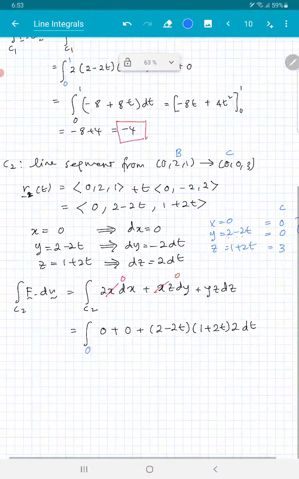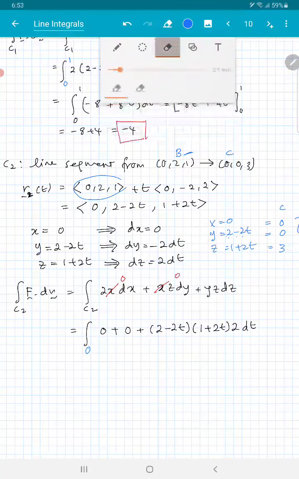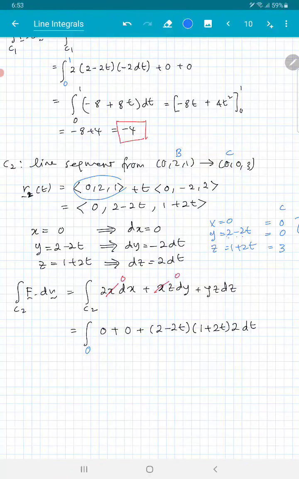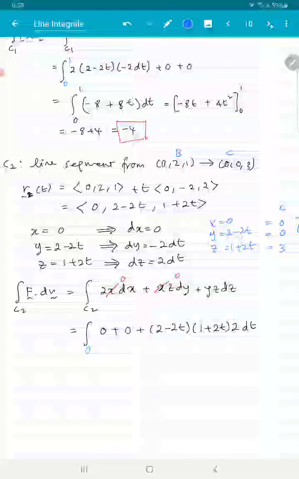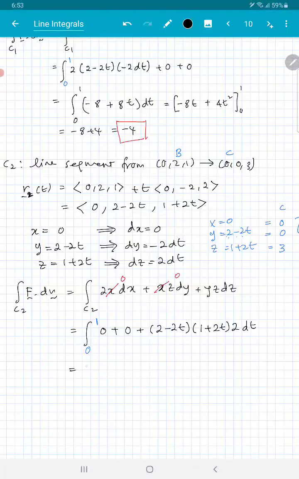But if you use, let's say, point C instead of point B here, then your t would be different. But my suggestion is always use the starting point as your position vector. Okay, so back to our problem. So this is 1. Okay, now let's simplify this. So the integration is still from 0 to 1.